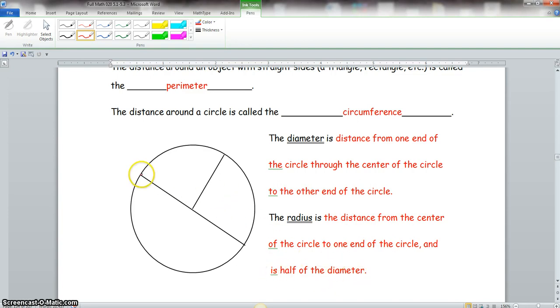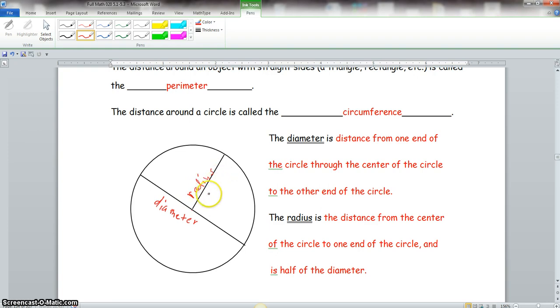Now if we look here, we got one end of the circle here, one end of the circle here, and it goes through the middle of the circle, which is here. So this right here off to the side is the diameter. So this long line here from one end through the center all the way to the other end is the diameter. Now the radius goes from the center of the circle to one end of the circle. So this right here is the radius.